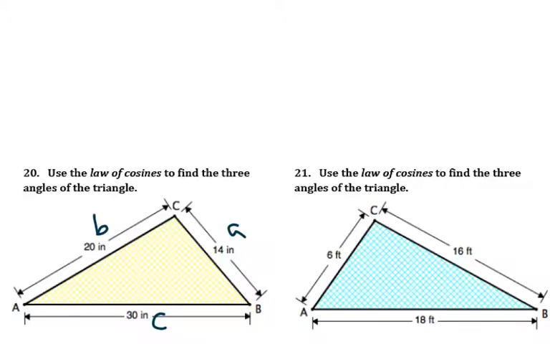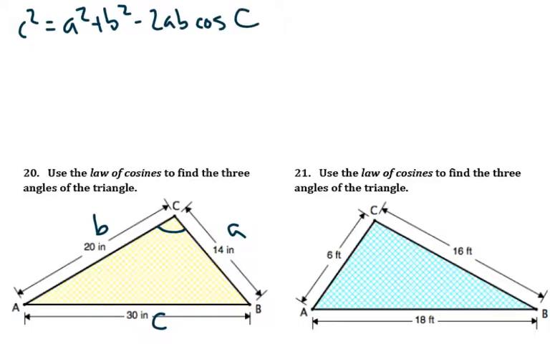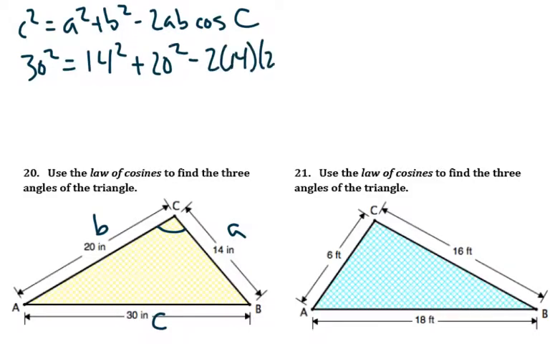Well, which angle do we want to find? Doesn't really matter, let's go for C. So it would be C squared equals A squared plus B squared minus 2AB cosine of angle C. So we know C is 30, so 30 squared equals A squared, which is 14 squared, plus B squared, which is 20 squared, minus 2 times 14 times 20 cosine of C.